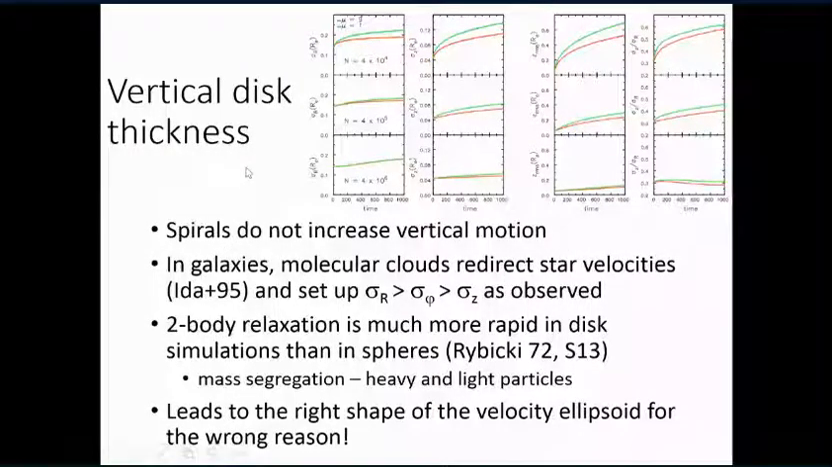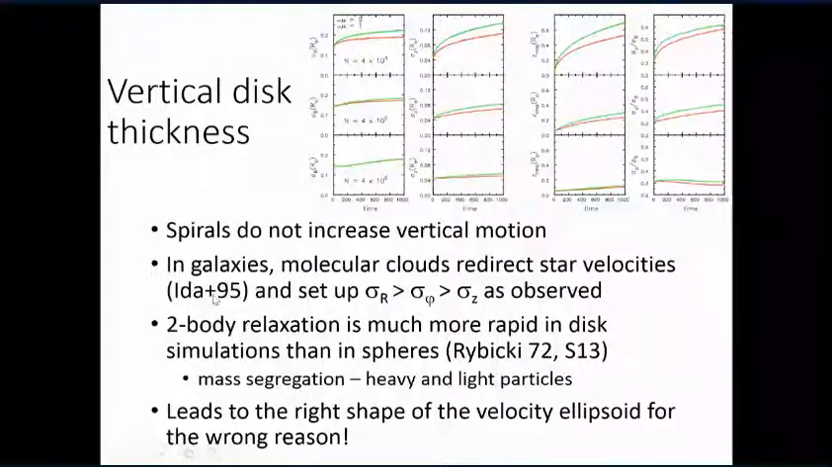So the only way that you can convert the random motion that the spiral pattern has created is to redirect those peculiar velocities of the stars by scattering from molecular clouds. And there's a beautiful paper by Ida et al. from the mid-90s, who are the only people to get this calculation right. They were able to show that as a result of molecular clouds scattering, redirecting the star velocities, you would expect the radial velocity dispersion to be larger than the azimuthal dispersion and both of them to be larger than the vertical dispersion, and that's consistent with the observations. In fact, they were able to predict that for a flat rotation curve, the radial velocity dispersion should be about twice the vertical velocity dispersion.